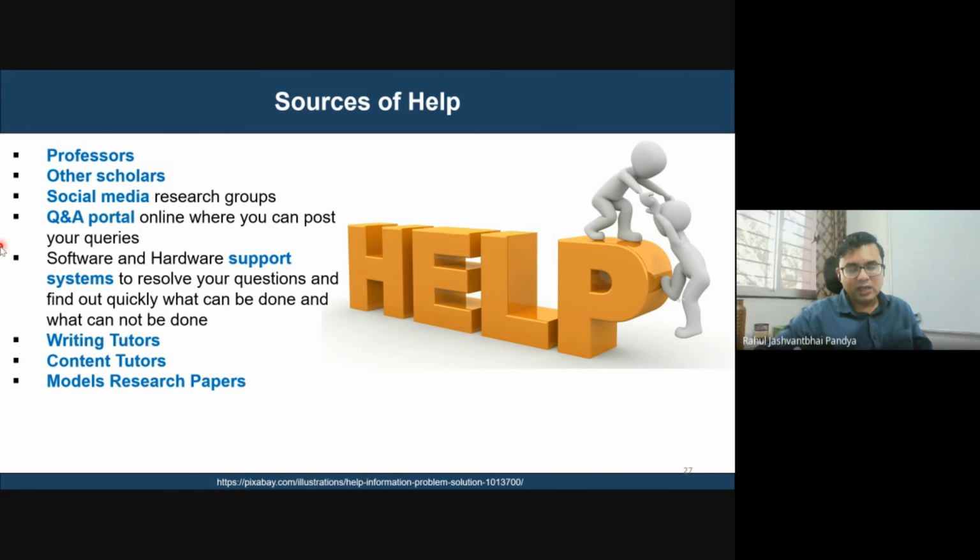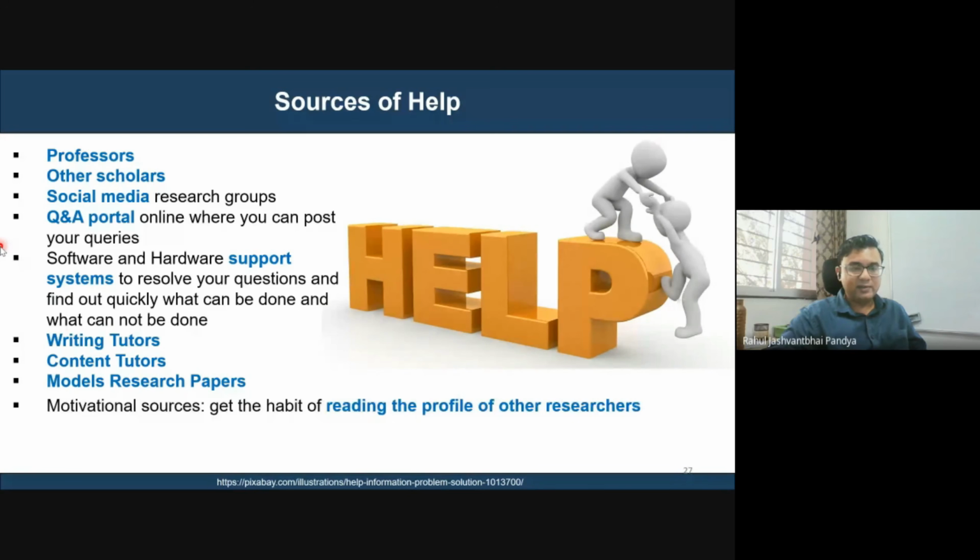This is most important: model research papers. Correct. We always target a journal, and then we tell the scholars, okay, pick up 3 model research papers, which would be kind of role models for you, and then try to stay close to that. I mean, try to achieve that standard, right? So that would be an excellent thought.